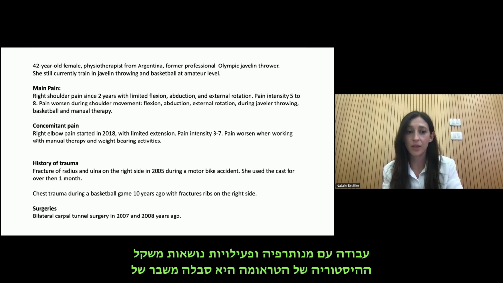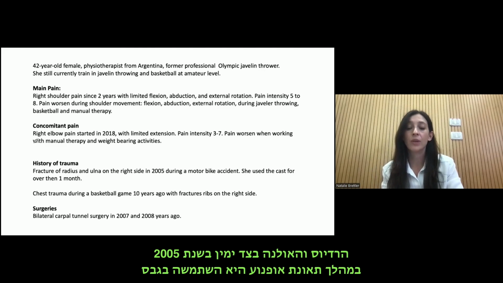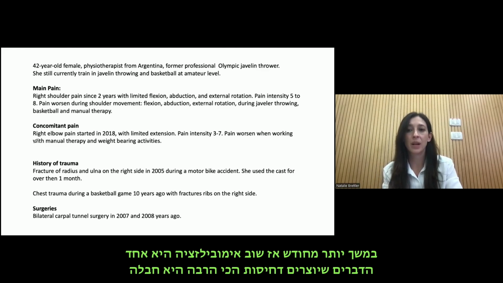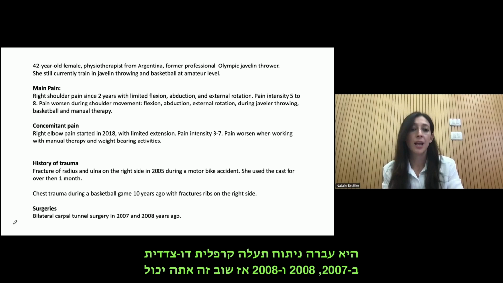The history of the trauma: she had a fracture of the radius and the ulna on the right side in 2005 during a motorbike accident. She used the cast for over 1 month. So again, immobilization is one of the things that create densification the most. She had a chest trauma during a basketball game 10 years ago with fractured ribs on the right side. She had a bilateral carpal tunnel surgery in 2007 and 2008.